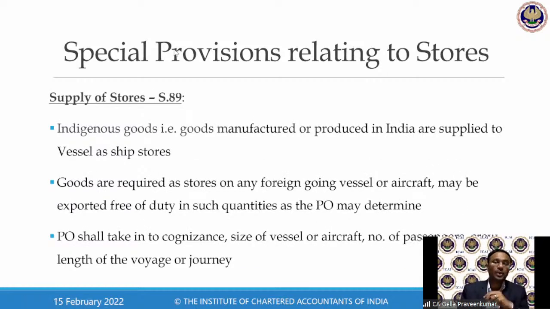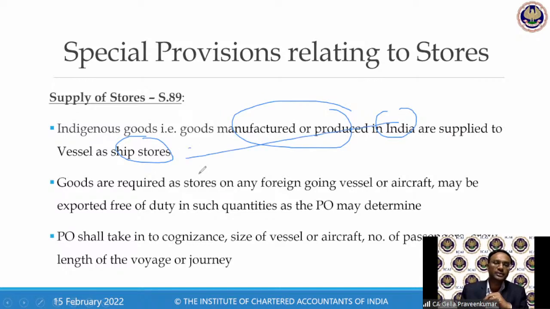So what if I'm a manufacturer in India, and a vessel which has come into India needs some goods and stores? If a manufacturer in India who is manufacturing these goods supplies those goods as stores to a vessel or a ship, these are considered as goods going out of India, and accordingly there is an exemption from duty.